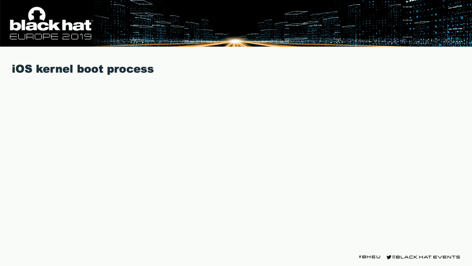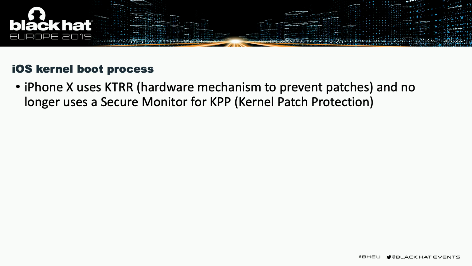So why did this approach work for Mr. Chang's project and not for us? Why were they able to just load all the different sections of the kernel and start execution in exception level 1 when we couldn't? We encountered an error while executing the secure monitor call instruction. Well, they actually used an iOS version for iPhone 10, and iPhone 10 uses a different mechanism to prevent patches. It uses KTRR, and it does not use a secure monitor to implement KPP.